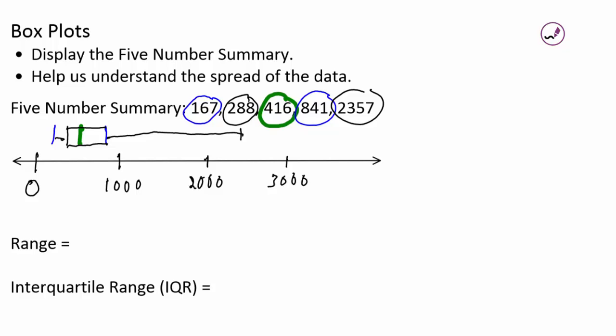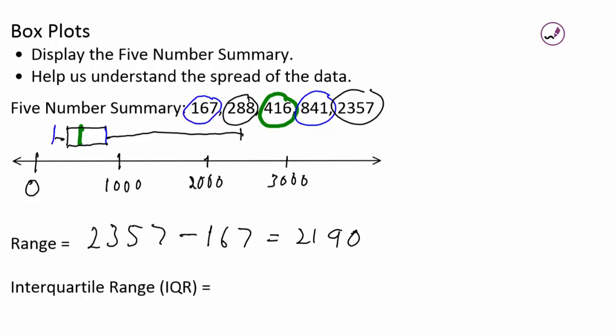The range, that's the maximum minus the minimum value. So the range is 2,190. And all that tells us is the largest value minus the smallest value. Sometimes that's helpful, but it doesn't tell us too much about the rest of the data.